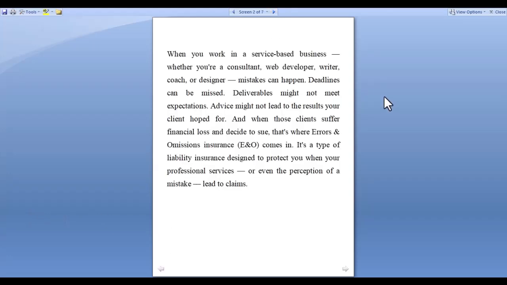So the next page here says, when you work in a service-based business, whether you are a consultant, web developer, writer, coach, or designer, mistakes can happen. Deadlines can be missed. Deliverables might not meet expectations. Advice may not lead to the result your clients hoped for. And when those clients suffer financial loss and decide to sue, that's where errors and omissions insurance comes in. It's a type of liability insurance designed to protect you when your professional services, or even the perception of a mistake, lead to claims. So now let's go to the next page.